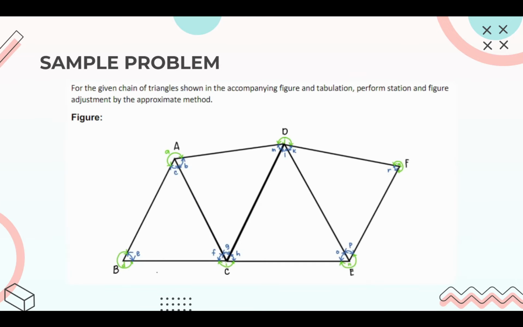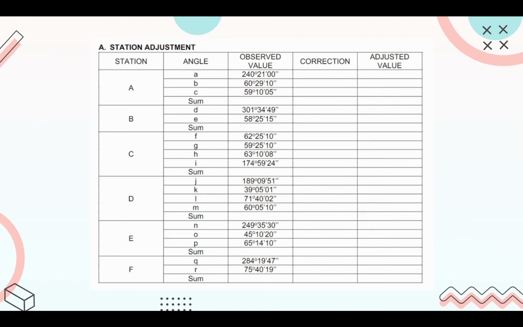So, sample problem. For the given chain of triangles shown in the accompanying figure and tabulation, perform station and figure adjustment by the approximate method. So, this is the figure for the sample problem. So, first, we are going to solve for the station adjustment. As you can see, the values of the angles are already given. All we have to do is to solve for the sum of the angles about each station, solve for the correction, and finally the adjusted values.